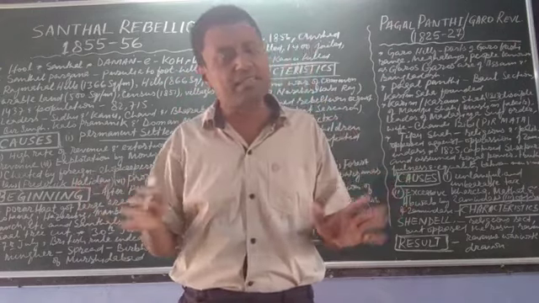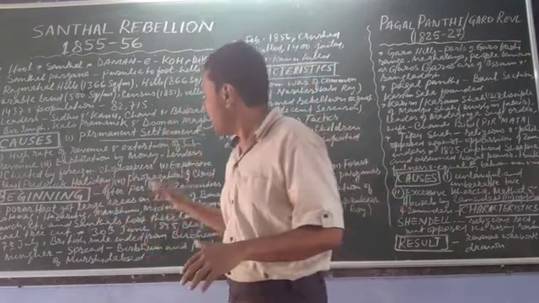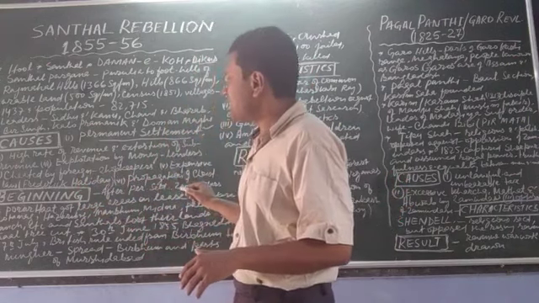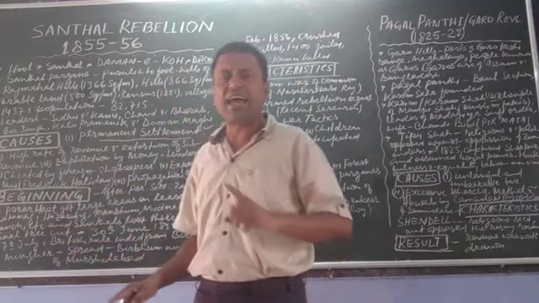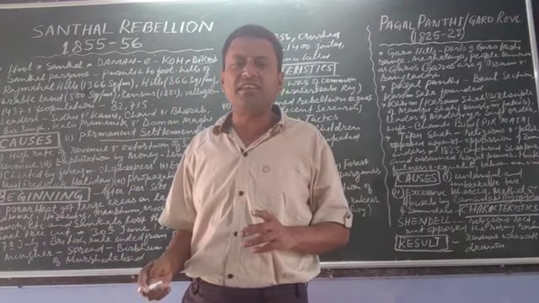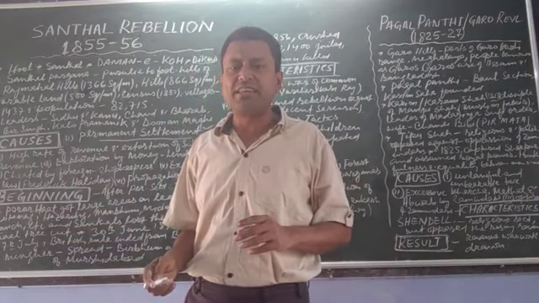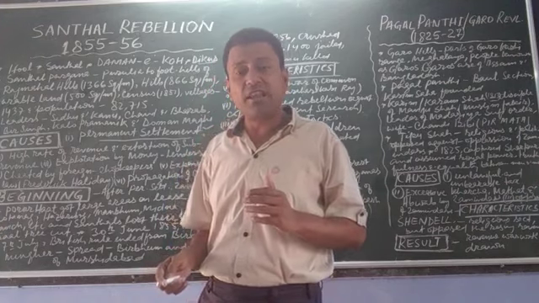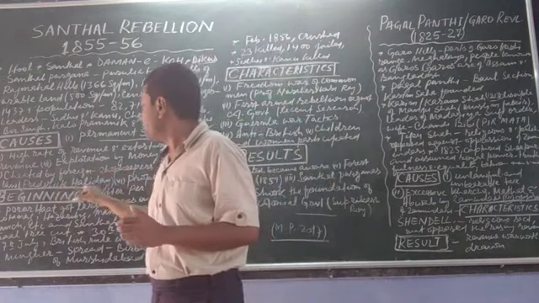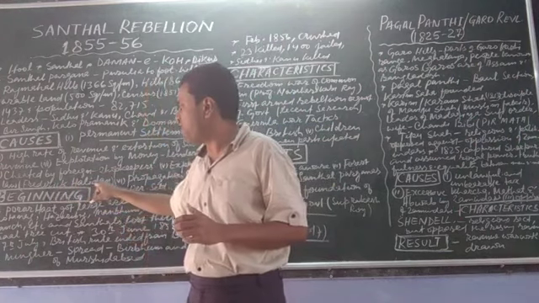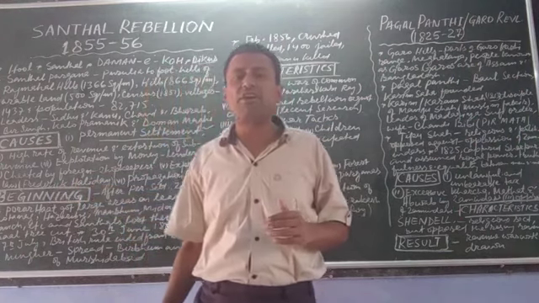Afterwards, propagation of Christianity. I don't need to discuss it; I have already discussed it in my previous class. Actually, it is said that at that time when the Santhal rebellion started in the year 1855, there was a Lieutenant Governor of Bengal. His name was Frederick Halliday. Frederick Halliday, I have written here. He was the Lieutenant Governor of Bengal.